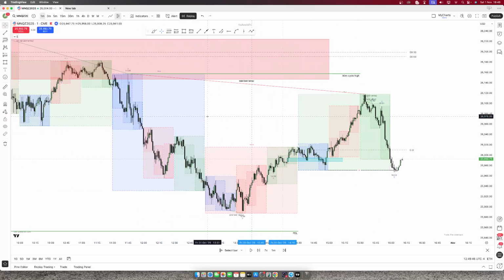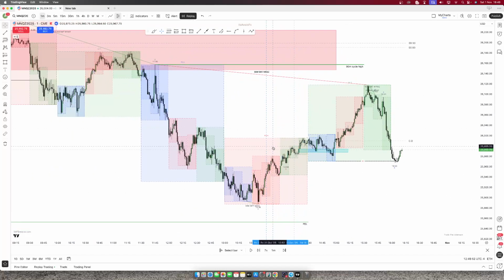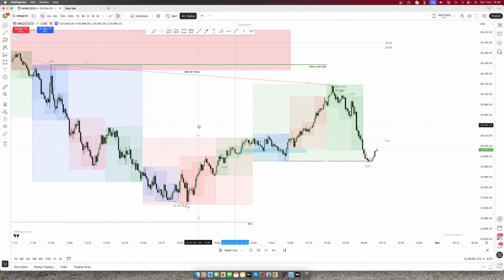So I hope that helped you understand why there was a market maker buy model towards the end of the day, and how you could have got involved in this market maker buy model. Remember, it's time then price. So you notice how this expansion occurred within our timing, and then price continued up, and then guess where the next reversal occurred? When price went back down, in the final 45 to 15 of the market.